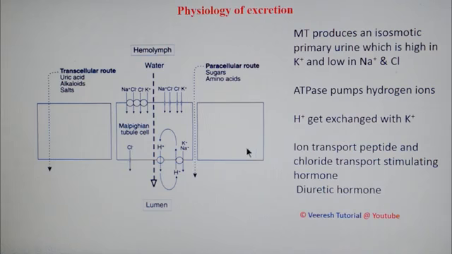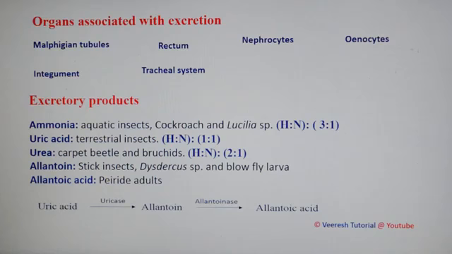The whole excretory process is regulated by ion transport peptides as well as chloride transport stimulating hormones, whereas the diuresis, that is production of urine, is regulated by diuretic hormone. Let's see the organs associated with excretion. First one is Malpighian tubules. I already told about it. It is involved in regulation of water, salt and nitrogenous excretion.